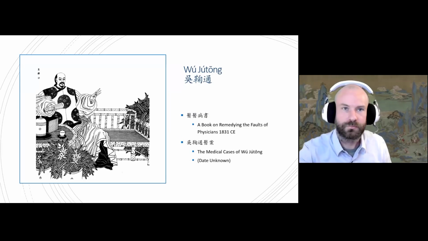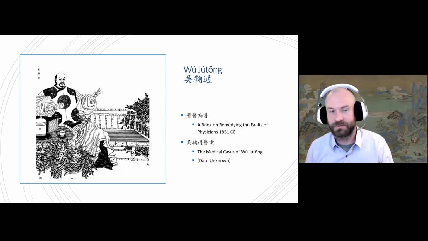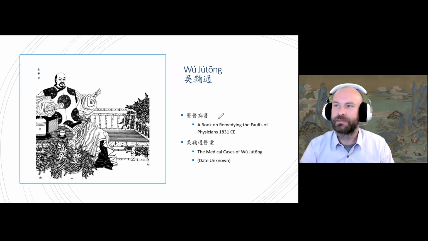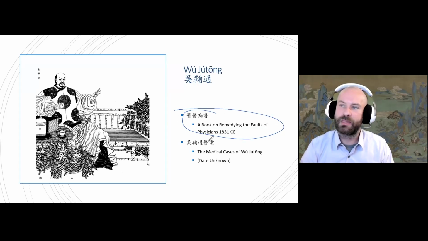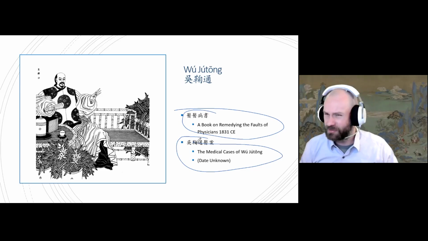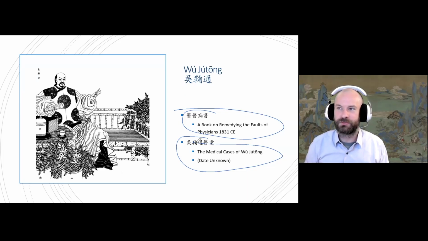Okay. He wrote two other texts as well. So the biography that we just read is from this first book as well. And then he wrote another book with his medical cases as well. And I'm not sure of the date of that. I've looked at it, I've tried to see a few ideas, but I actually haven't seen an official date.